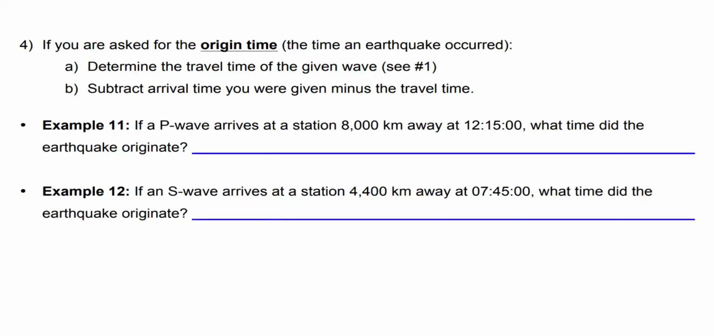Hi everyone. Today we're going to talk about question number 4, example 11 and 12. Example 11 asks: if a P wave arrives at a station 8,000 kilometers away at 12 hours, 15 minutes, 0 seconds, what time did the earthquake originate?